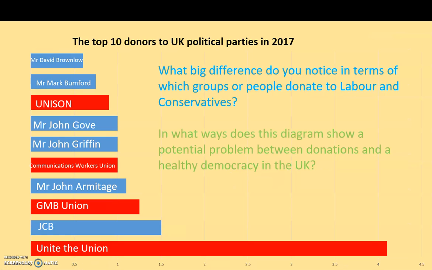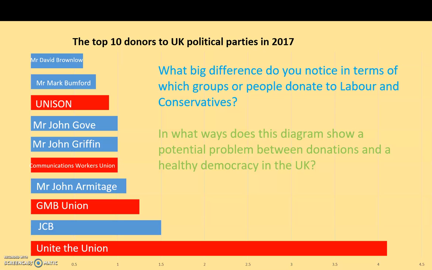Here's some of the donors in 2017. So you can see that the Conservatives tend to have individuals, apart from JCB, who give money to their parties. People like Mr. David Bramlow, Mark Bumford. I don't know who these people are. You could easily find out. Whereas Labour's money, as you can see, has come largely from trade unions. Unison, for example, has about 1 million members. The CWU, and then the big union which donates a lot of money to Labour is Unite the Union.